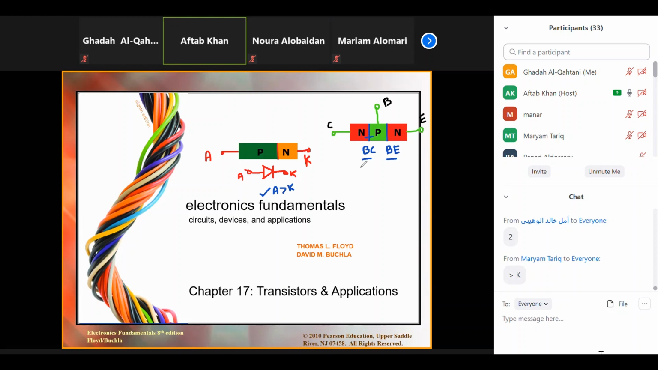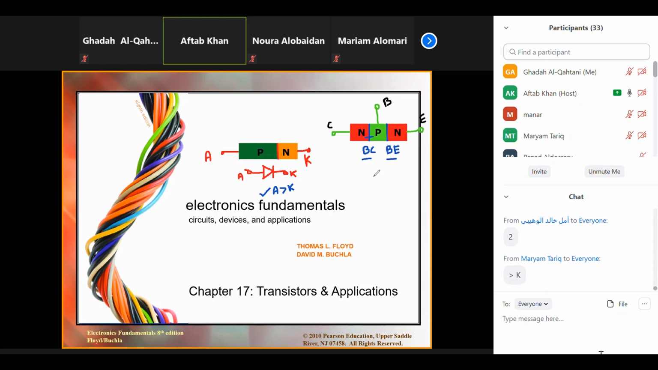So I can use a transistor as an amplifier, meaning it can increase the strength of the signal. For that it must operate in a particular mode. We will discuss that. And we can also use a transistor as a switch. For that, again, these junctions must be in either forward or reverse bias. That is fixed. Again, we will discuss that.